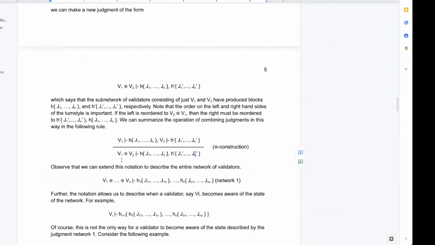I've been careful to use predominantly ASCII characters. You could replace this with a star if you wanted to, and then it would be all ASCII characters. So you can type it or you can write it out by hand. And for a network of validators, we can describe the entire view of the network.